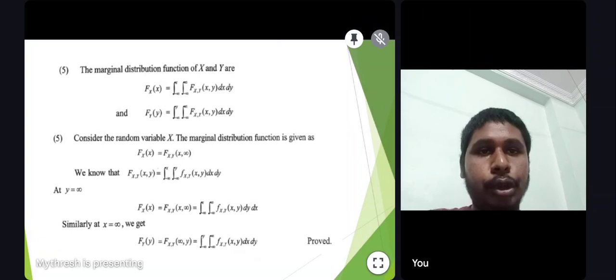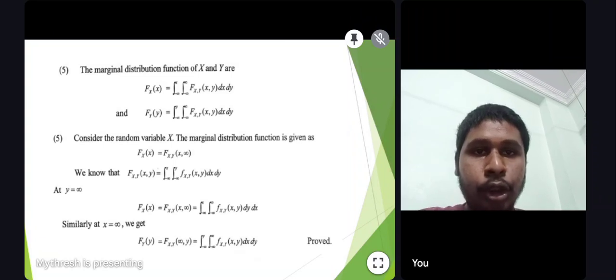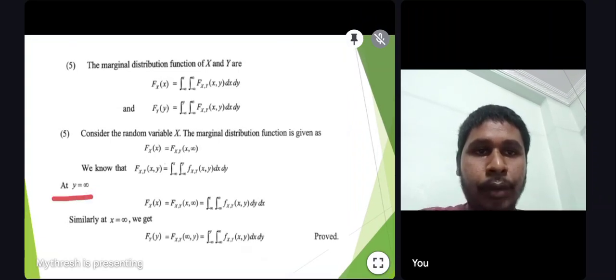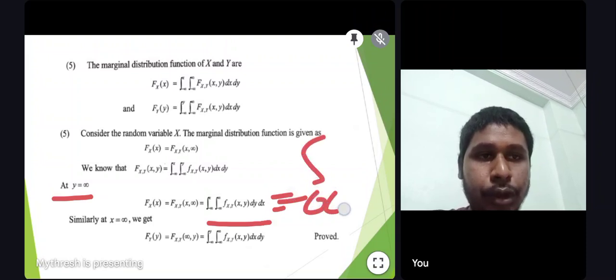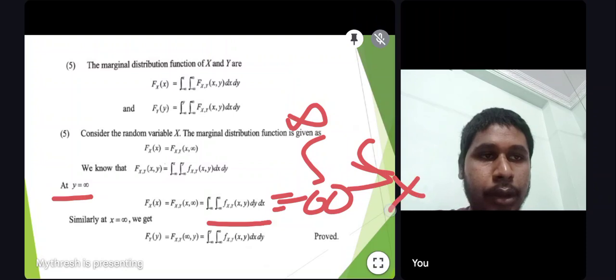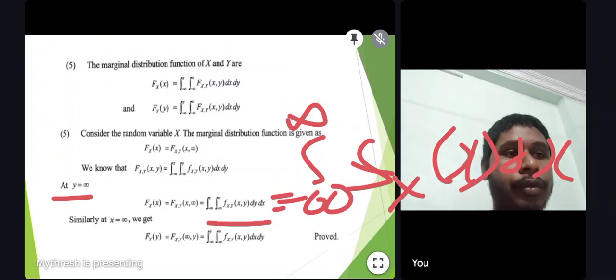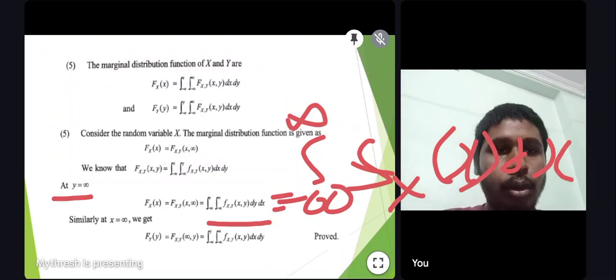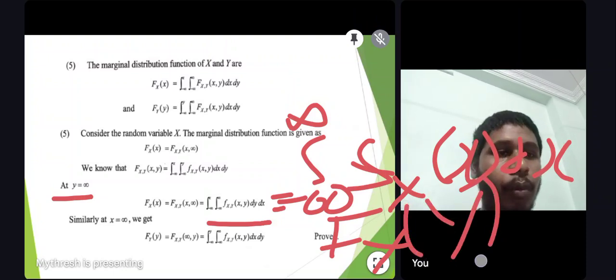So the marginal distribution function is a simple property that we have to verify. Now how do we verify? Let us assume y is equal to infinity, and if we do this, we will get the distribution function. We do the minus infinity to infinity interval for y, and we will get the integral from minus infinity to x of f(x, y) dx dy. This is the joint distribution function. Next, similarly, we will do the same and we will get the marginal distribution function with respect to y.